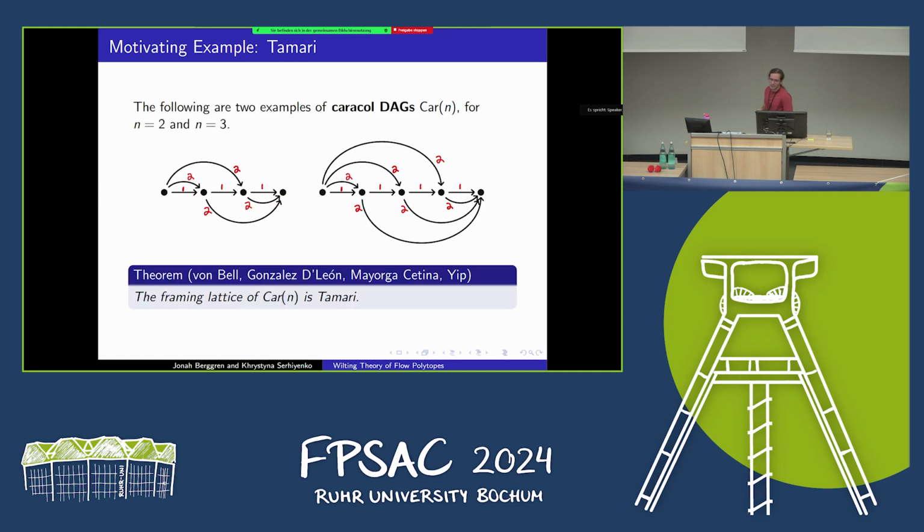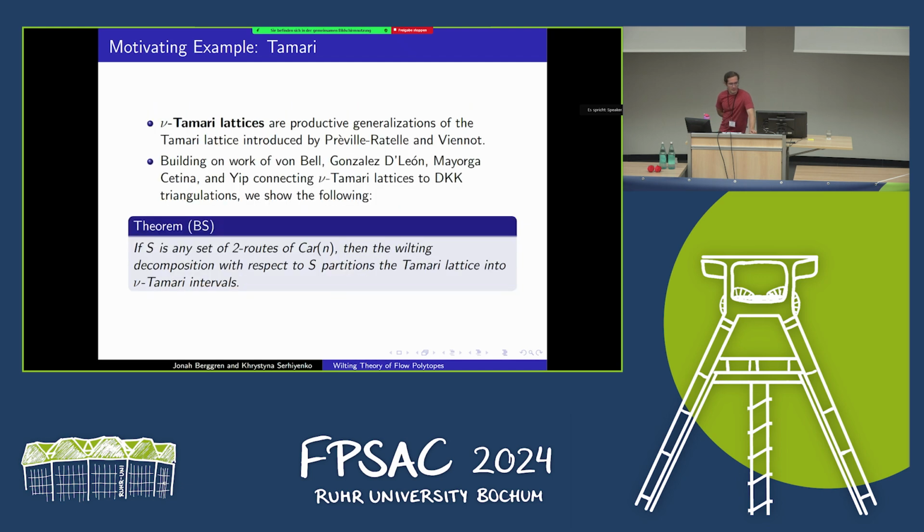It was connected to this framing lattice story by Van Bell, Gonzalez de Leon, Mayorga Cetina, and Yip. They found a certain class of framed DAGs that give Tamari lattices with their framing lattices. And, well, we heard a little bit on Tuesday about new Tamari lattices. These are generalizations of Tamari lattices. We get nice decompositions of Tamari lattices into new Tamari lattices. And that same paper I just mentioned also connected these to DKK triangulations.